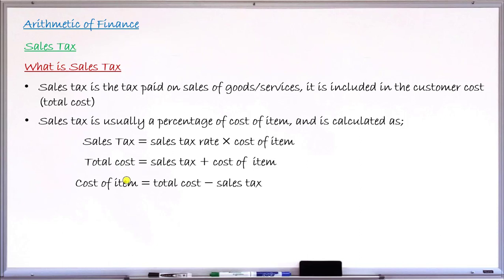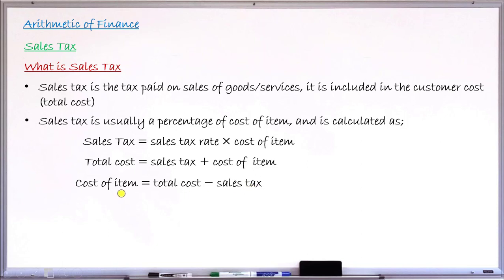Similarly, if you want to find the cost of the item, but what you have is the total cost and the sales tax, you can simply subtract the sales tax from the total cost. This formula is basically the one above, only we shift the sales tax to the left hand side where it changes to minus. So the cost of the item is given by total cost minus the sales tax.